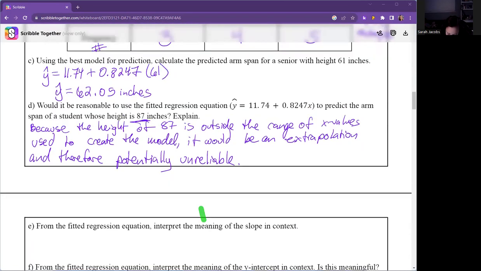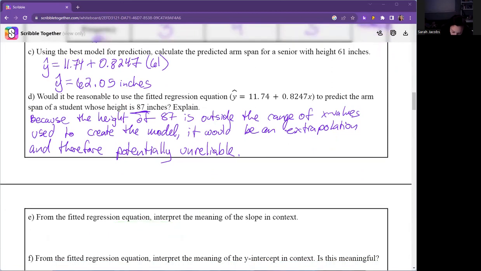Okay. From the fitted regression equation, interpret the meaning of the slope in context. This is where those sentence stems come in. So the slope was 0.8247. And so the way you'll write that is, for every additional, and in this case, our x variable is height, so inch of height.